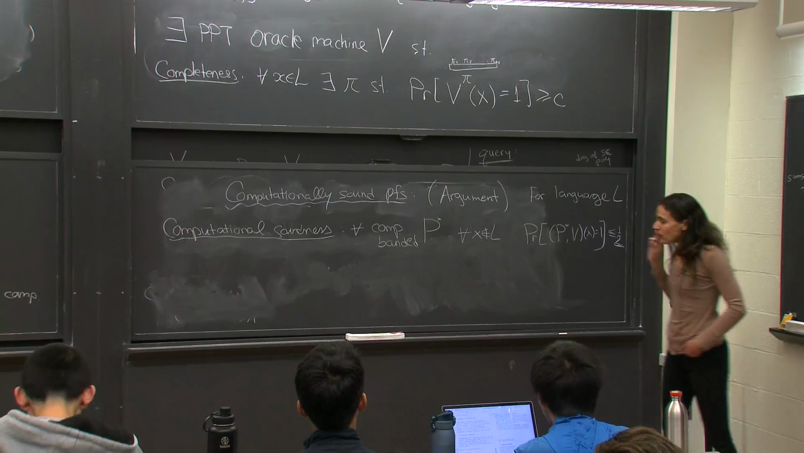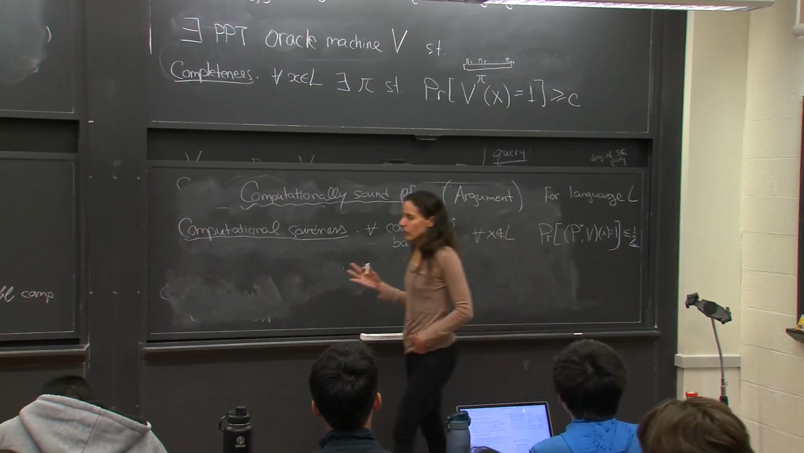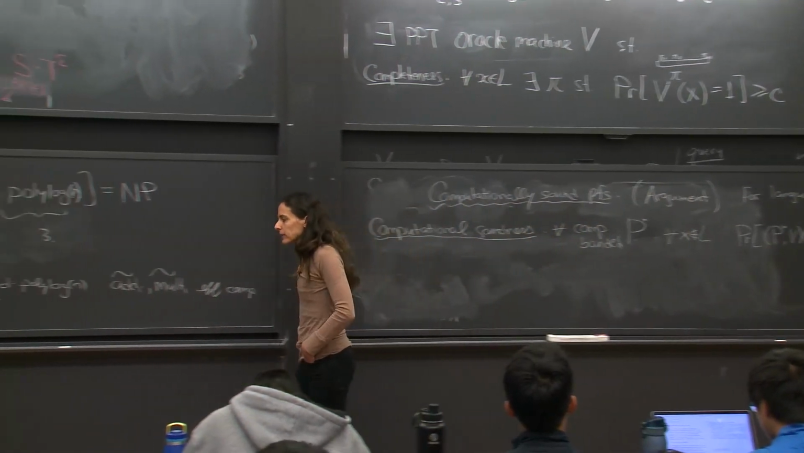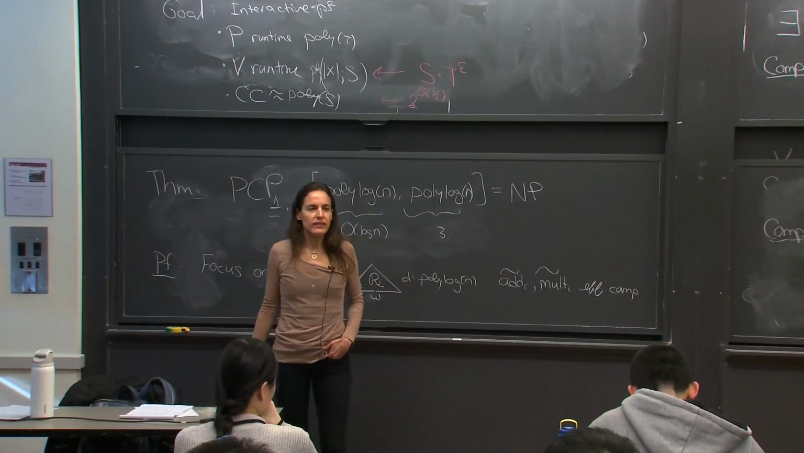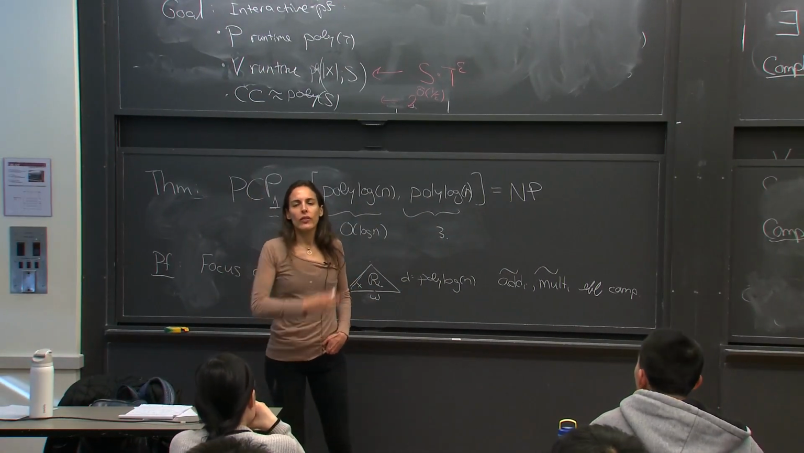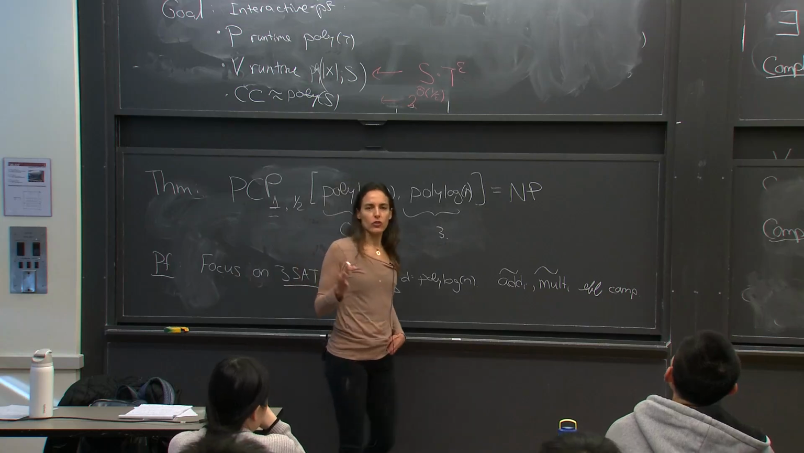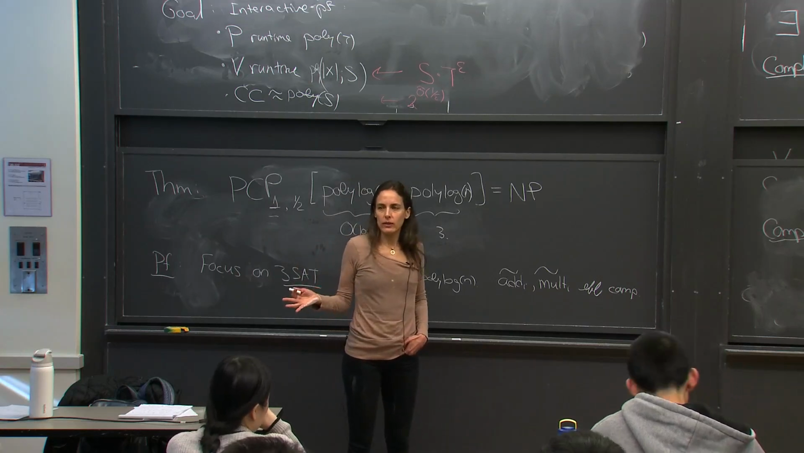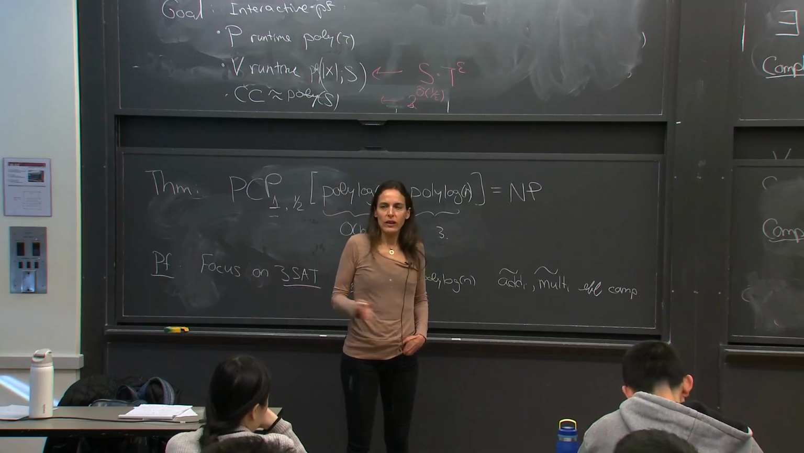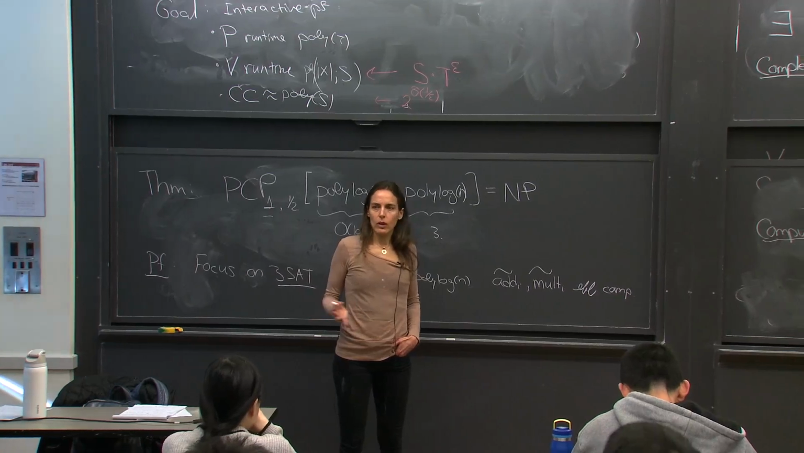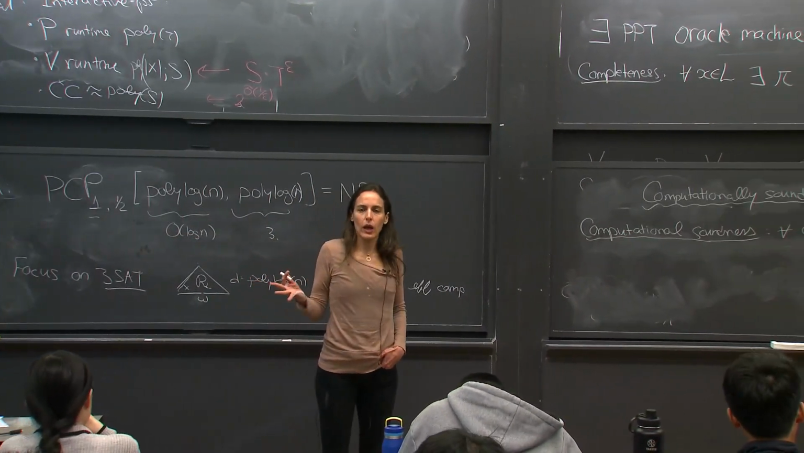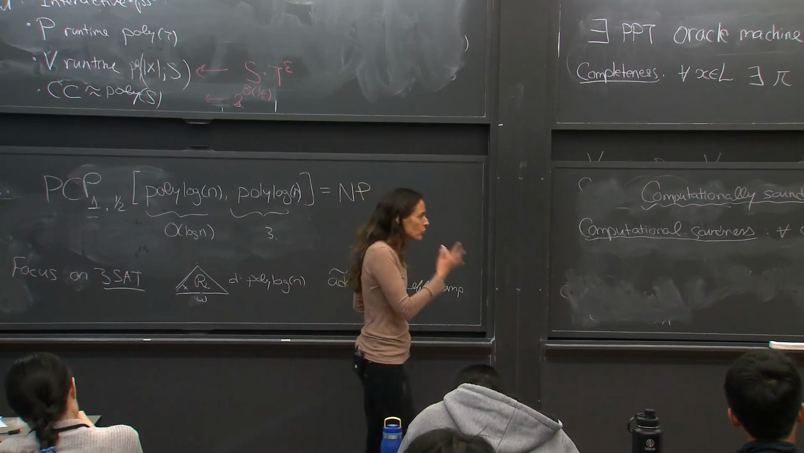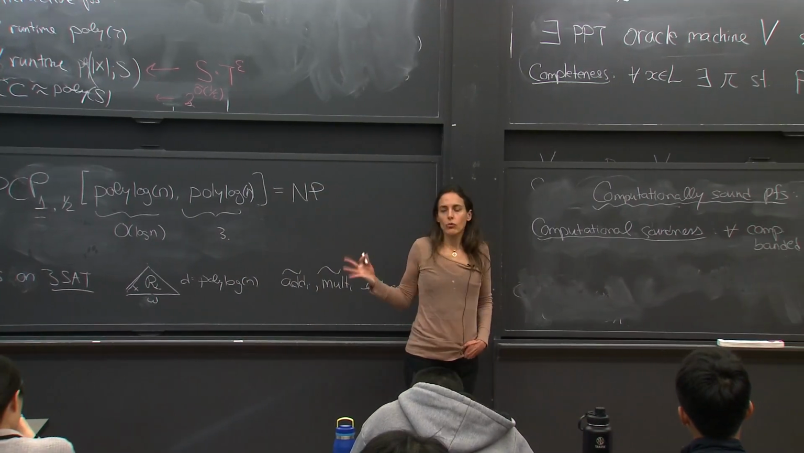But now we say, you know what? How do we get around all these negative results? The idea is, actually, why do we care that there exists a time 2 to the 1,000 prover that can cheat? Nobody can run at that time. There's not enough molecules in the universe. These things don't exist. So why do we care? Let's only consider provers that run in bounded time.